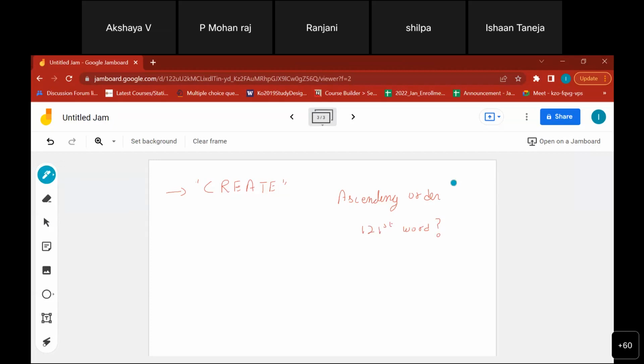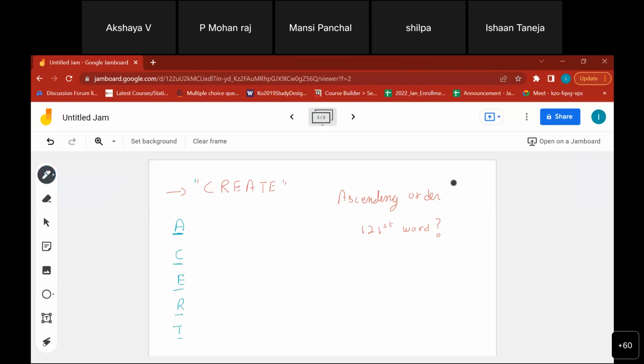First, how many words can we write from A, C, E, E, R, T? Ordered in dictionary order, we can fix the first word A, and then we can do the permutation of the rest of the word. Then we can fix the next word C on the first place, and then we can permute the rest of the word. Similarly, we can do this and find out how many words there will be, and this is how we can reach the 121st word.